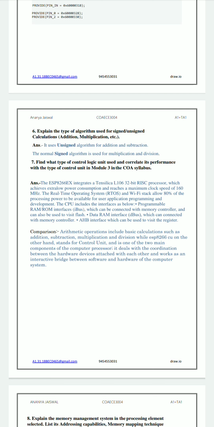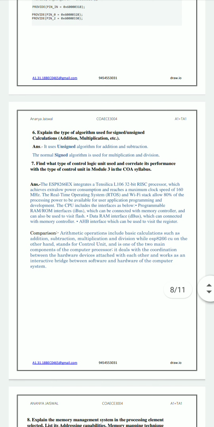The real-time operating system, RTOS, and Wi-Fi stack allow 80% of the processing power to be available for user application programming and development. The CPU includes the interfaces as below. Programmable RAM-ROM interface iBus, which can be connected with memory controller and can also be used to visit flash. Data RAM interface DBus, which can be connected with memory controller. AHB interface, which can be used to visit the register.